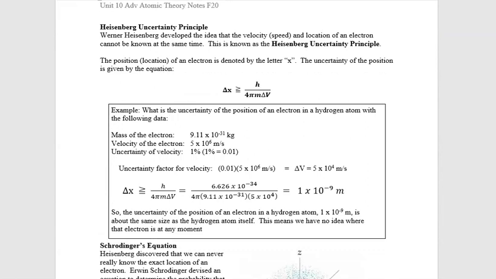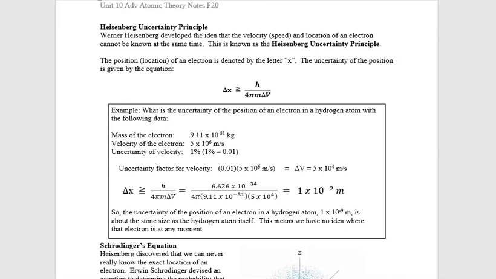All right, Heisenberg uncertainty principle. Werner Heisenberg developed the idea that the velocity, speed, and location of an electron cannot be known at the same time. This is known as the Heisenberg uncertainty principle.